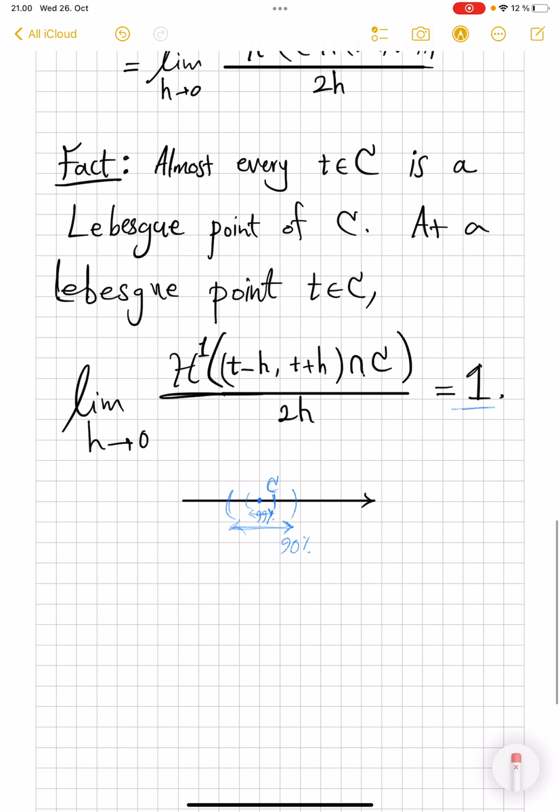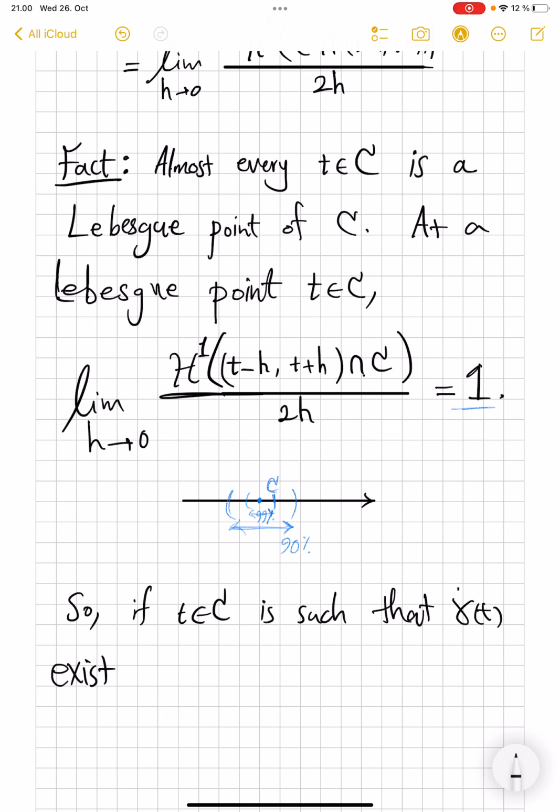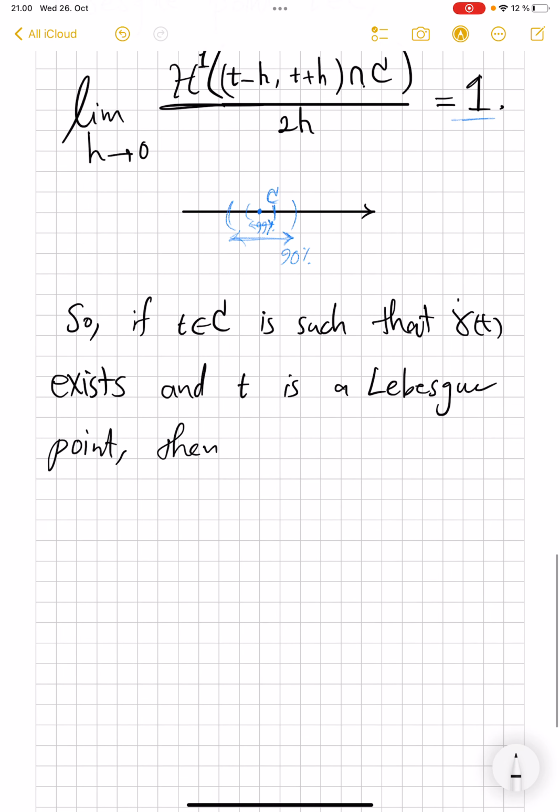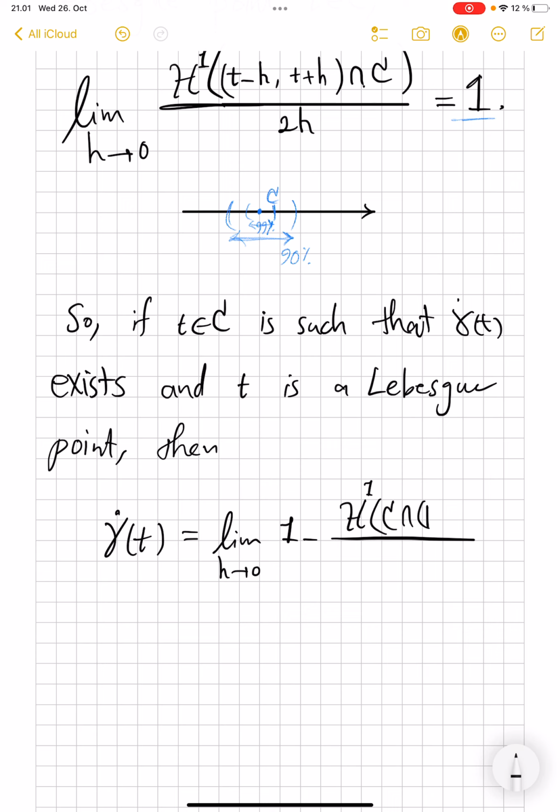So if T is in C is such that gamma prime of T exists and T is a Lebesgue point, then continuing the calculation from above, this becomes the limit as h goes to 0 of 1 minus h1 of C intersected with (T minus h, T plus h), divided by 2h, but now that goes to 1 minus 1 equal to 0, and we have completed the proof of the claim that at almost every T in C, gamma prime of T is 0.